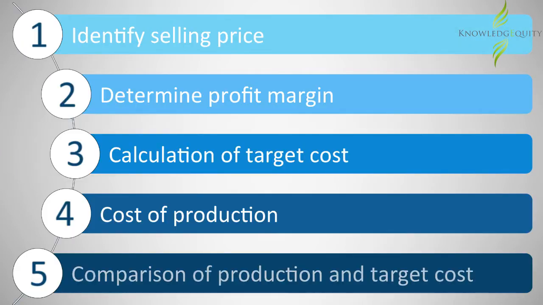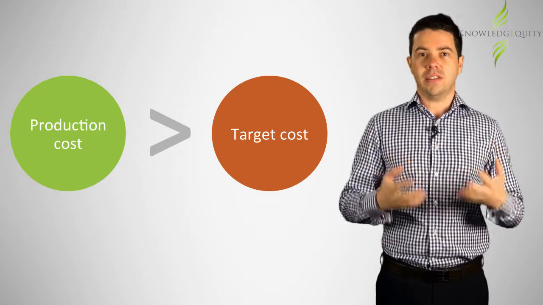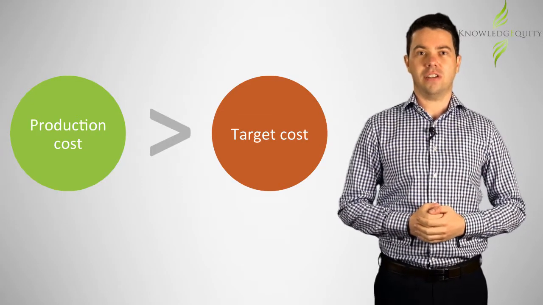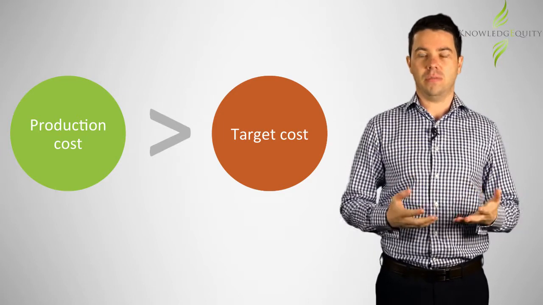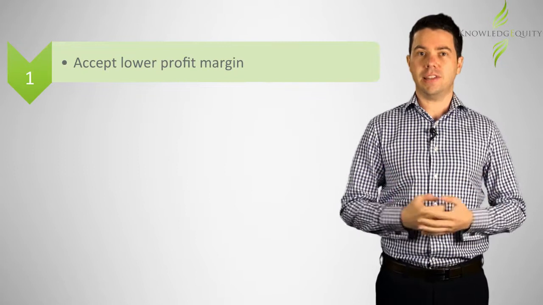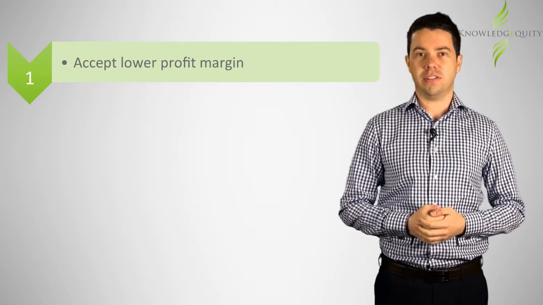Step 5 requires a comparison of the production cost with the target cost. Since the production costs exceed the target costs by 5 cents a bowl, Budget Airlines would need to consider the following options. 1. It can accept a profit margin that is less than $3.